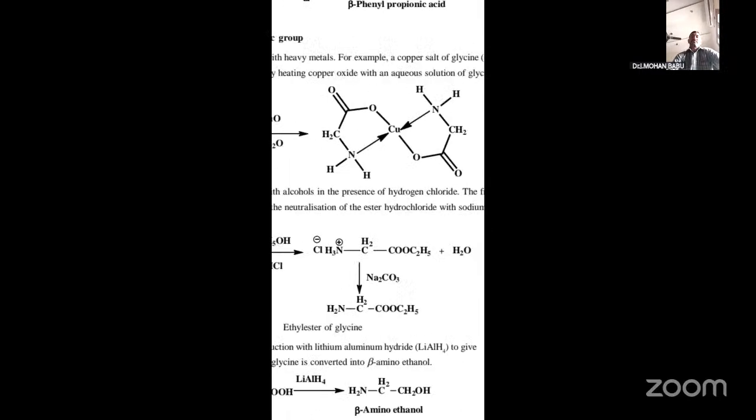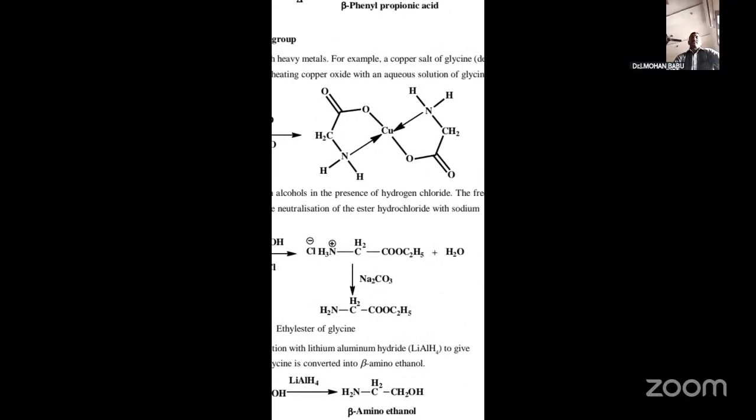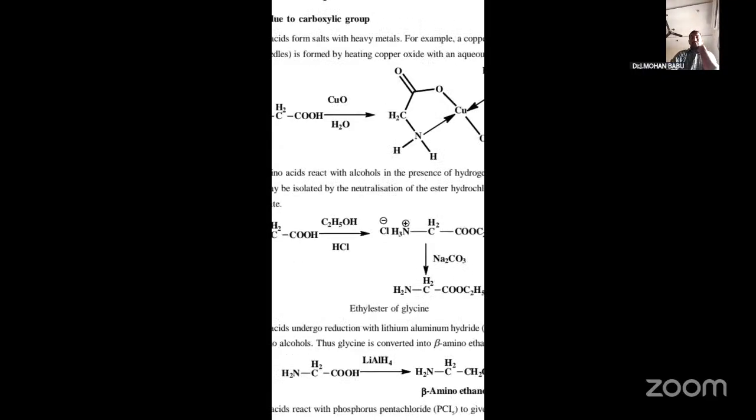It is prepared by heating copper oxide, CuO, with an aqueous solution of glycine. So it is giving a complex. When glycine is treated with copper oxide, we get the copper salt of glycine with a deep blue color.